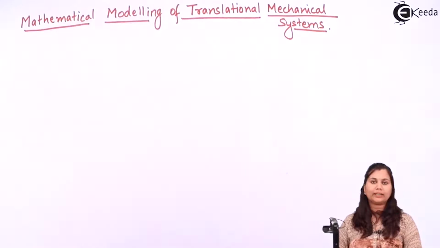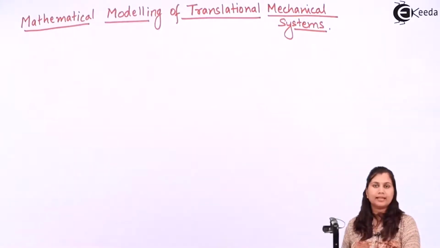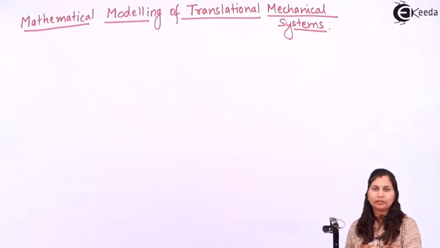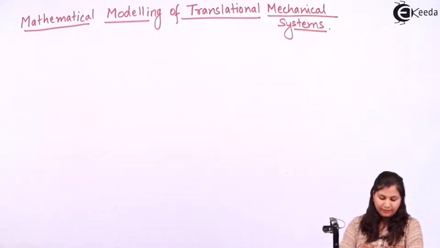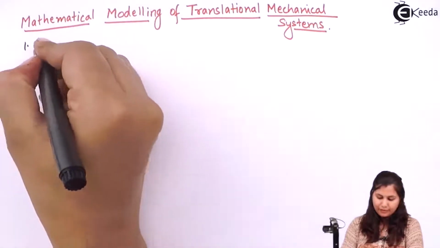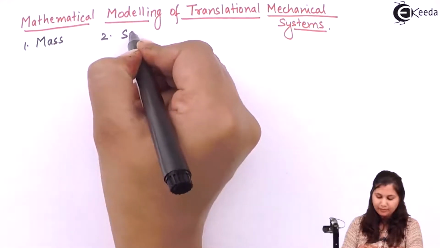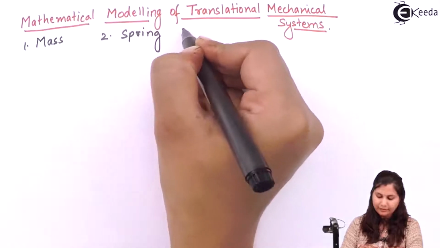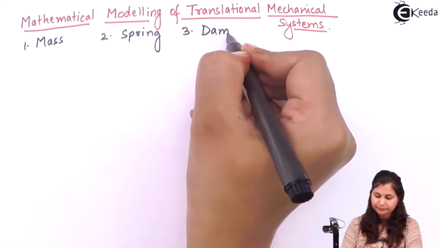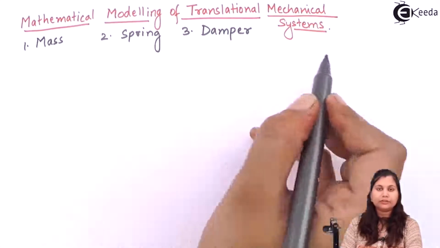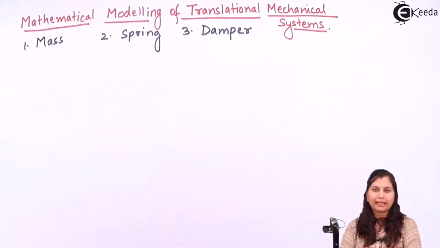For the mathematical modeling of translational mechanical systems, we will study how the elements of the translational mechanical systems can be mathematically modeled. So let us first study what the basic elements of a translational mechanical system are. There are three basic elements. First is mass, second is spring, and third is damper. So these are the three basic elements of a translational mechanical system.